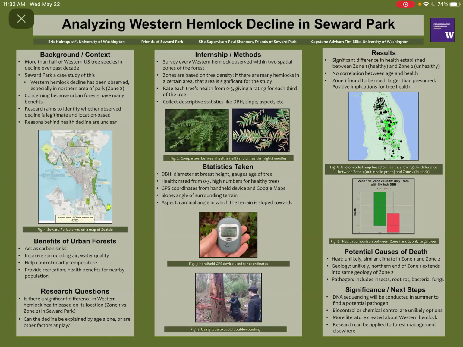Even if the hemlocks of Seward Park keep dying out, the study does provide a jumping off point for further research regarding the trees. There's a general lack of literature about western hemlocks, and it'd be useful to have more. So the first part of any solution is to identify that the problem exists, and that is what we did here. So that is essentially it.